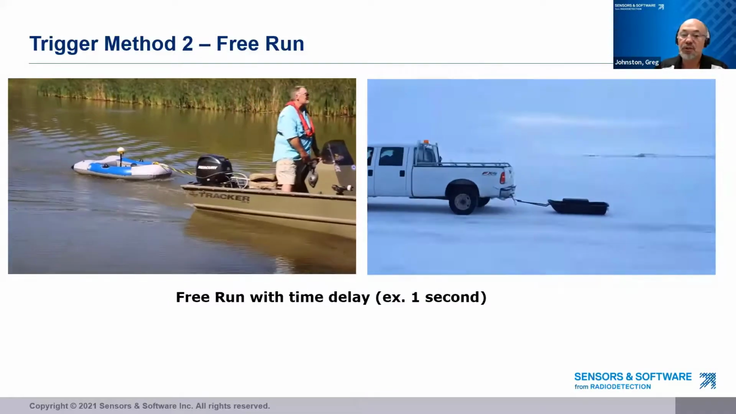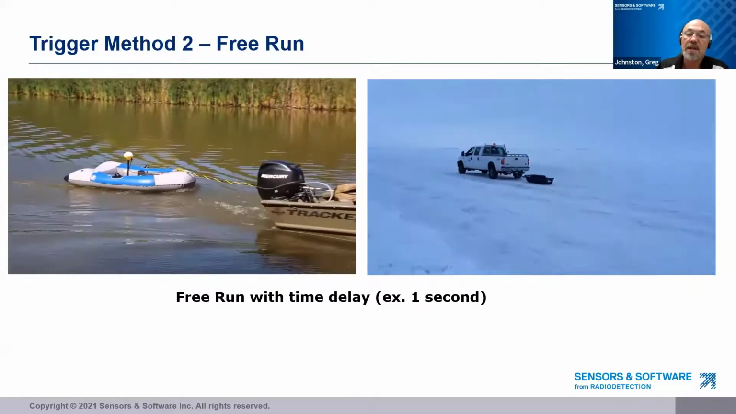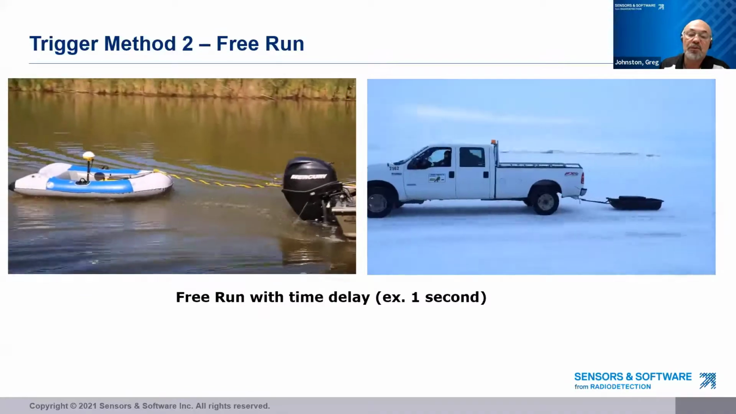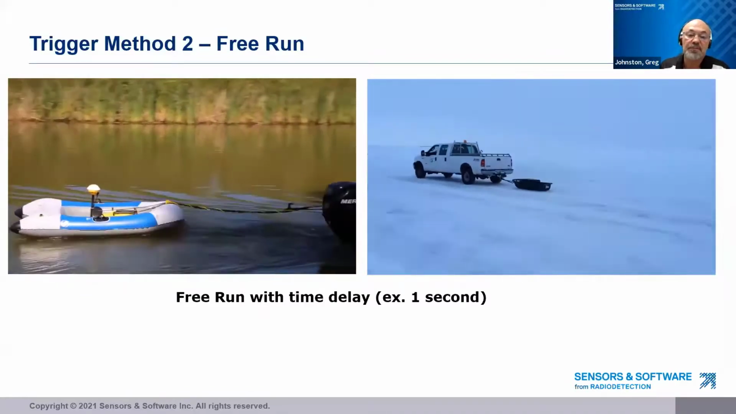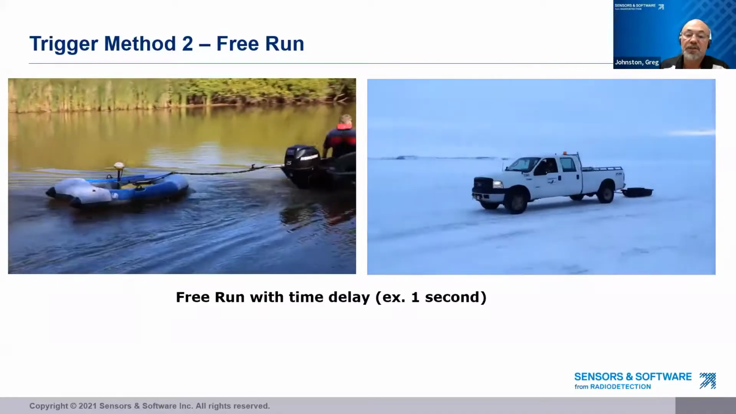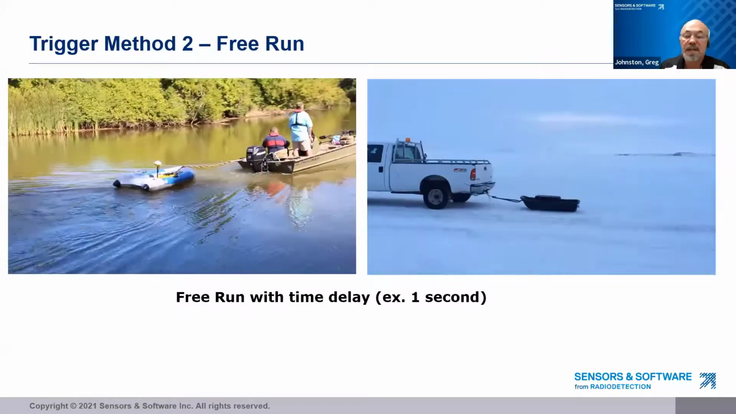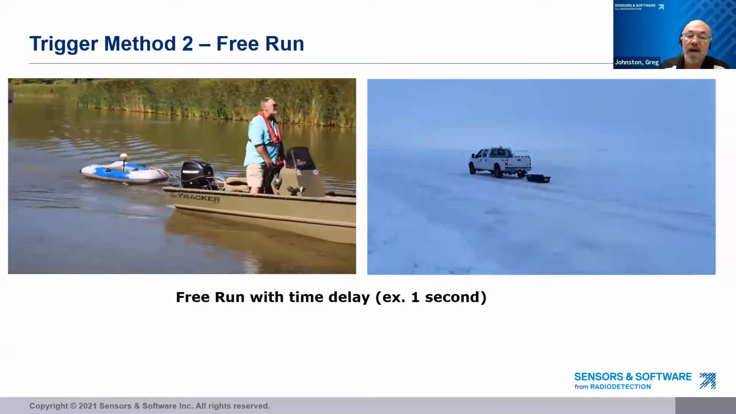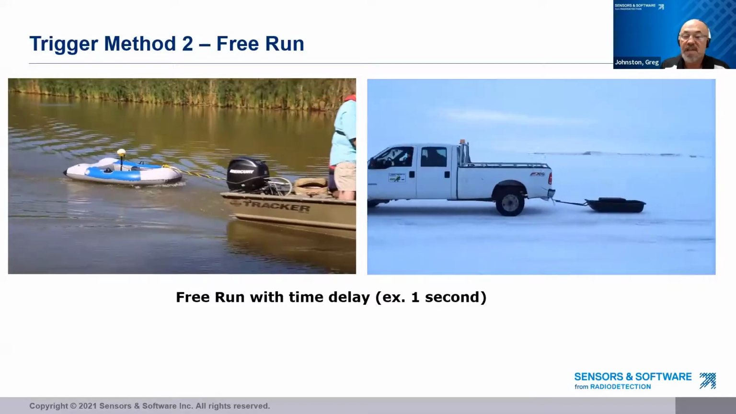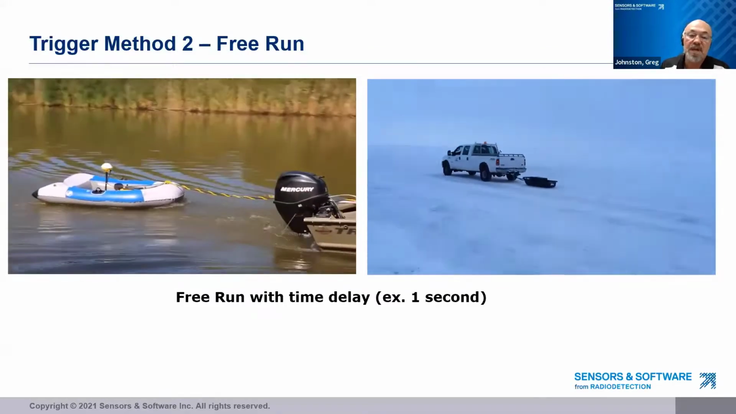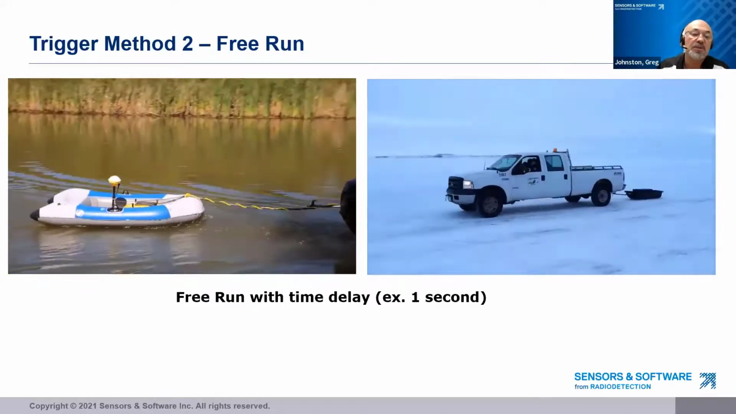Triggering method number 2 is called free run and is usually used when an odometer wheel cannot be used. Data is collected after a certain time delay, 1/10 of a second, 1 second, 5 seconds, whatever makes sense for the speed of the system and the target to be imaged.